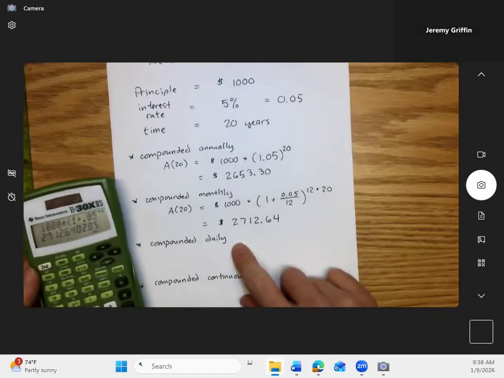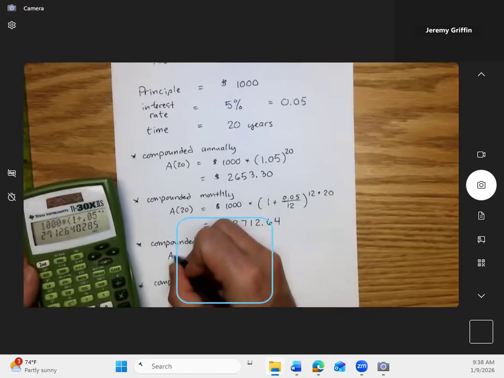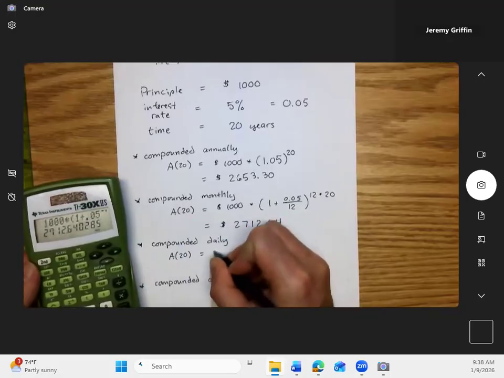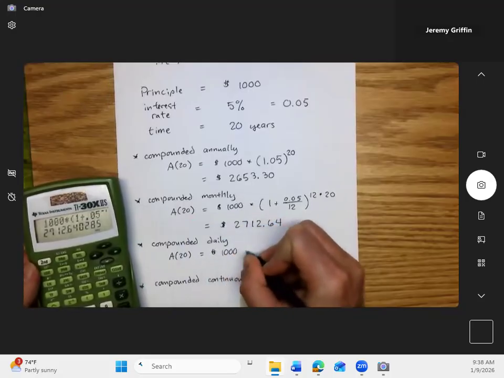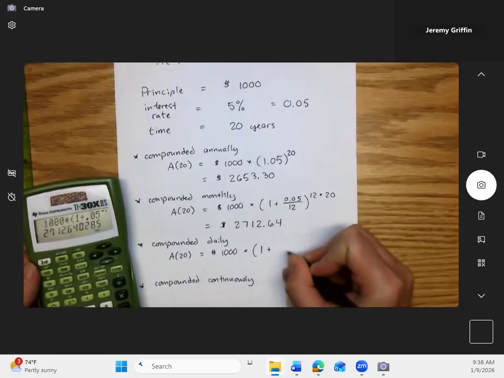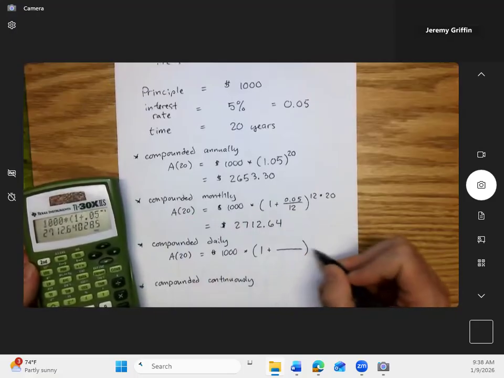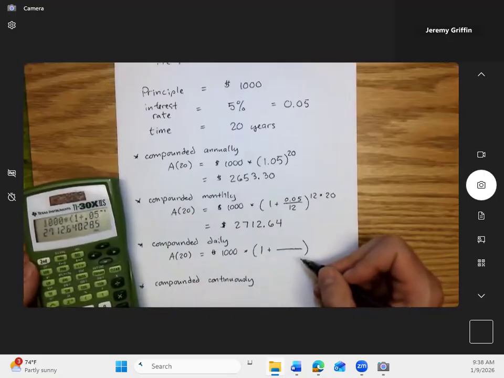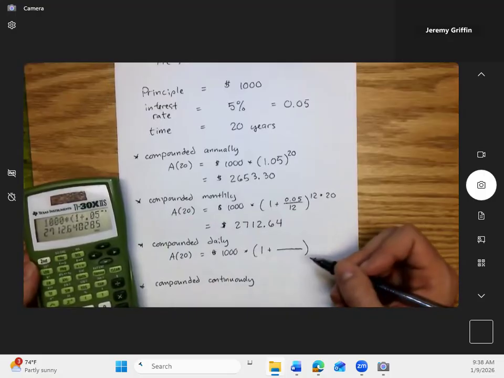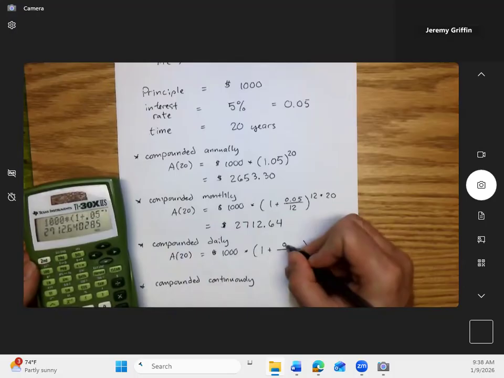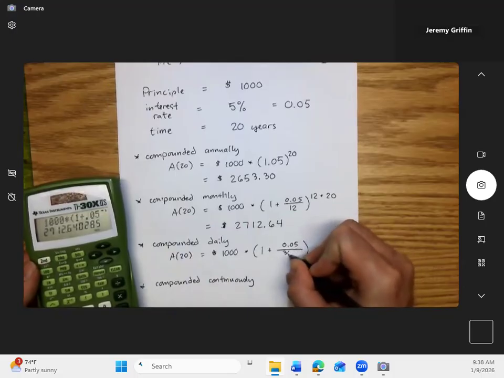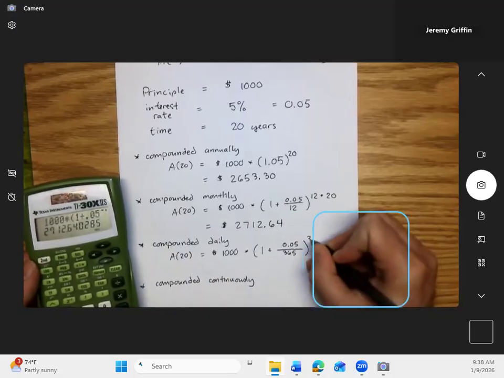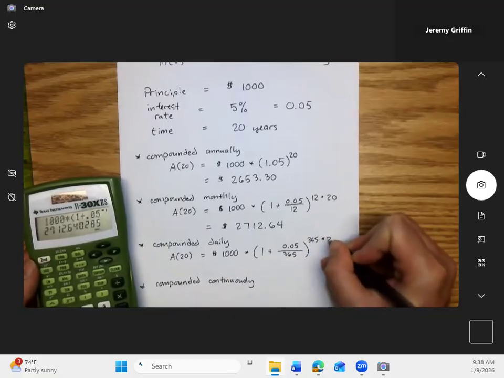Now, what if you compound every single day, and you do that for 20 years? So we're going to take our $1,000 principal times 1 plus... What goes in this fraction right here? What divided by what? We're compounding daily, every single day. So 0.05 divided by 365. And then 365 days in a year for 20 years.